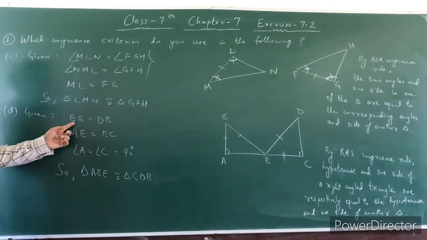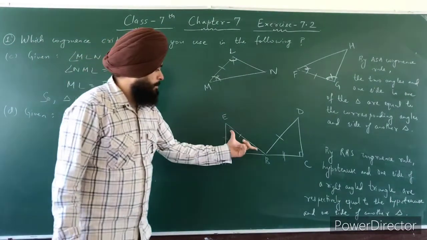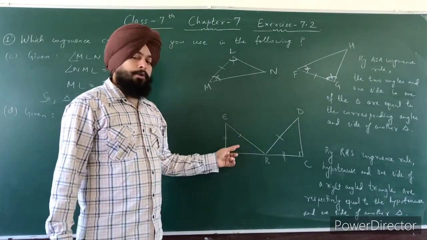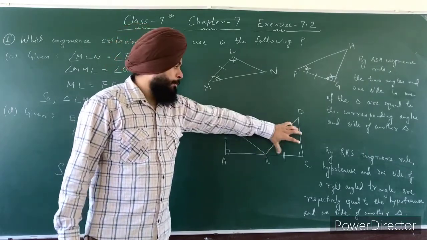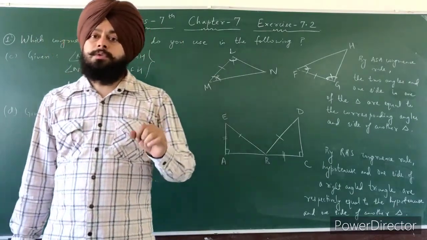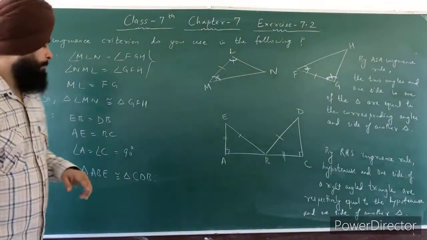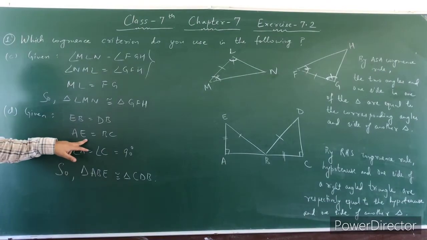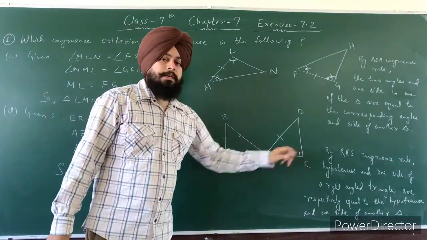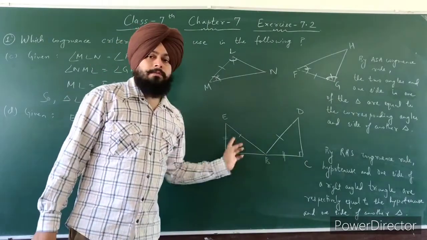The first is EB is equal to DB. Side this one EB is equal to DB. So EB is what? Hypotenuse of this triangle, and DB is the hypotenuse of this triangle. So hypotenuse is that side which is opposite to the right angle. Clear? Second is AE is equal to BC. This one, AE is equal to BC. This is the second side which is given equal.